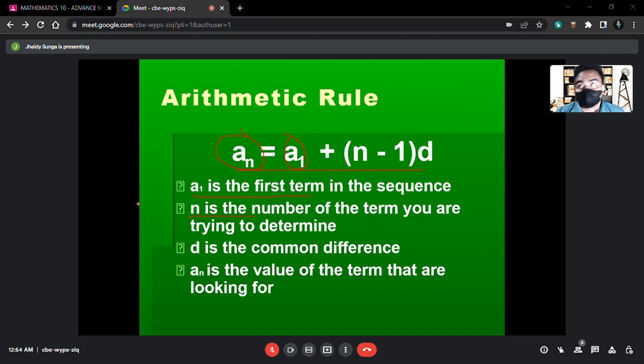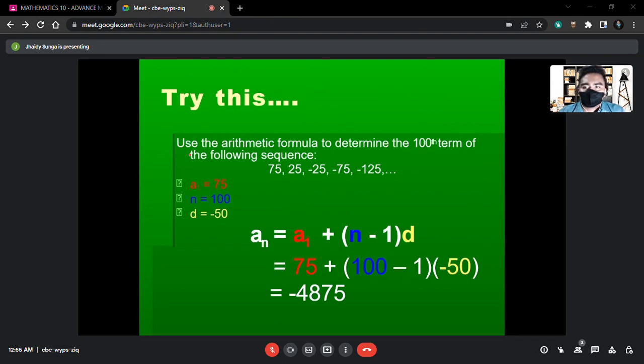So like the 10th term, then a sub n is the value of the 10th term that we are looking for. Then the d is the common difference. That is in arithmetic, no? So let us try that one. We have 75, 25, negative 25, negative 75, negative 125, no? So we are to find the 100th term. That's why we have the formula. That's why you should take down note of this one, no?